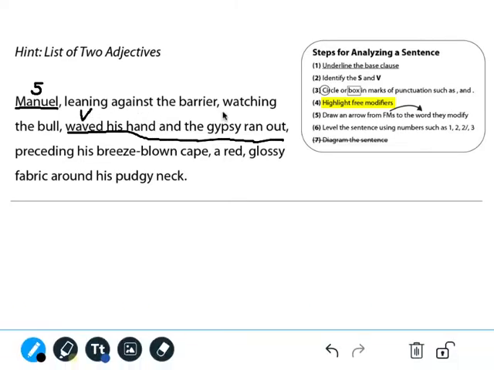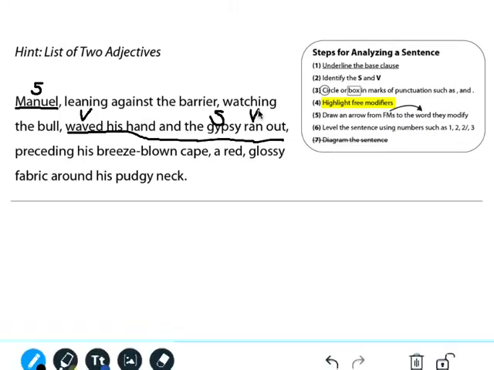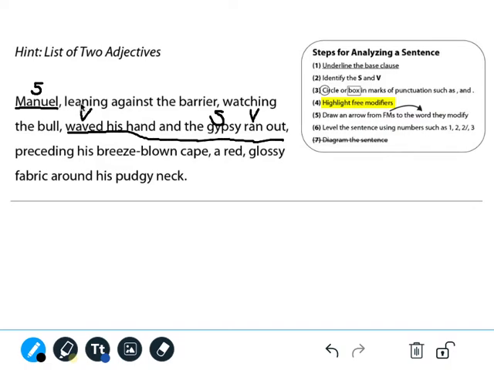sometimes sentences are not just complex, but they're compound. In this case, Manuel does one thing, and then there's another subject in the base clause, and the gypsy ran out. It could be true that Manuel waved his hand and the gypsy ran out.